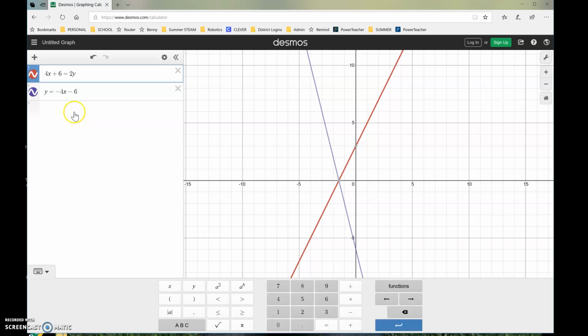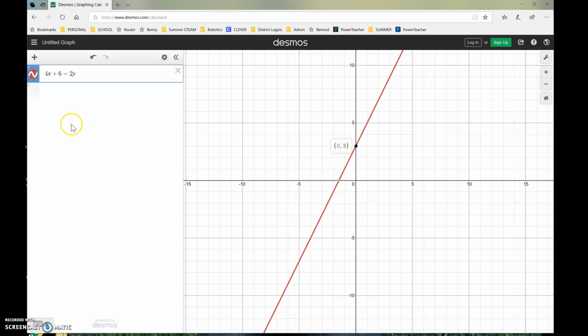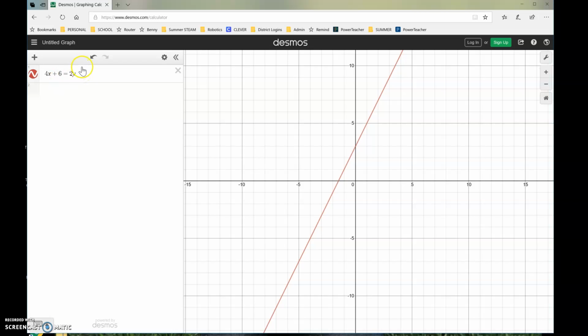I saw one person's Aleks program, it was asking, if this is the function, this red one, rewrite it in slope-intercept form and identify the slope and the y-intercept. Well, if you just type this in, you can look at this graph and see that the slope is, let's see, up 2, over 1. So the slope is 2. And the y-intercept is right here at 3. So if you can just type that whole equation in, you can look at the picture and figure out all of that information that you need.